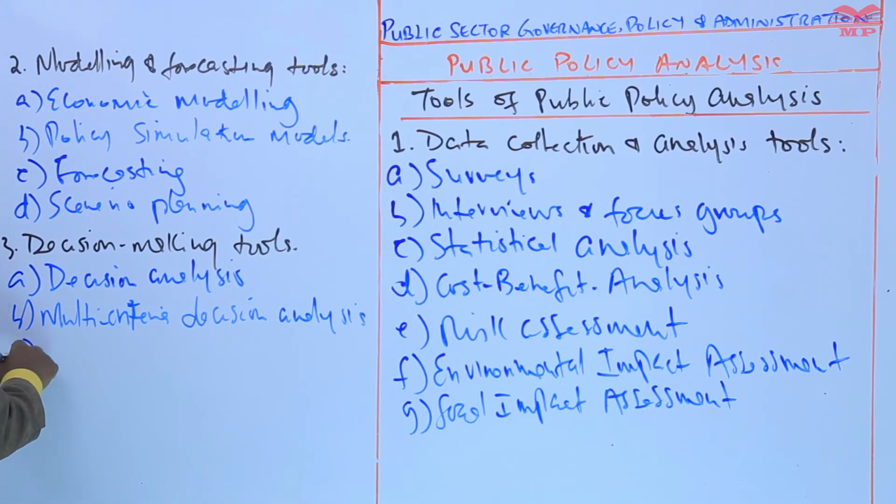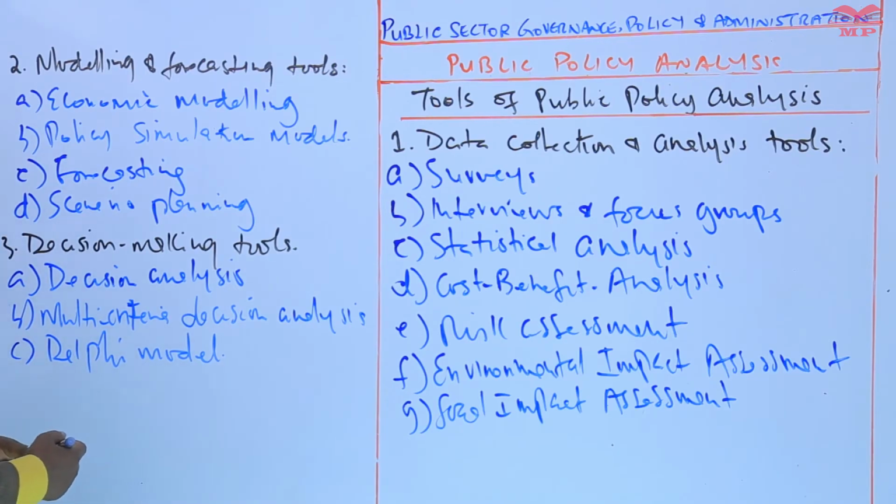Delphi model, number 3. The Delphi model or method is a decision-making tool, and it is a structured process for eliciting and synthesizing expert opinions on complex issues. You understand? So these are decision-making tools.